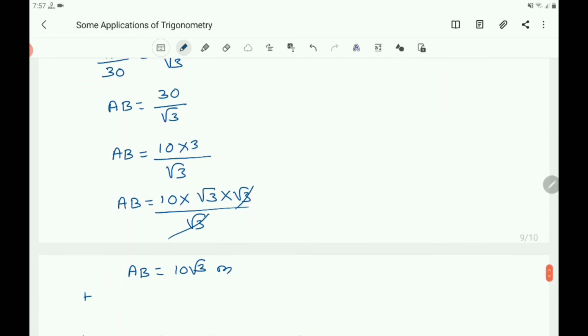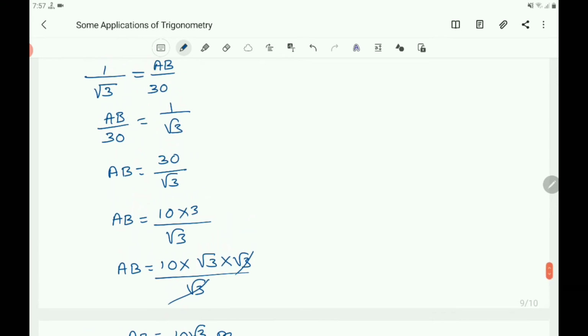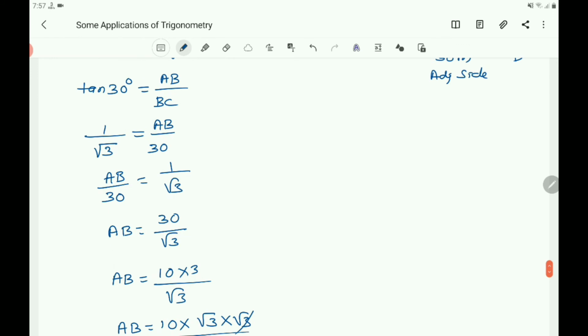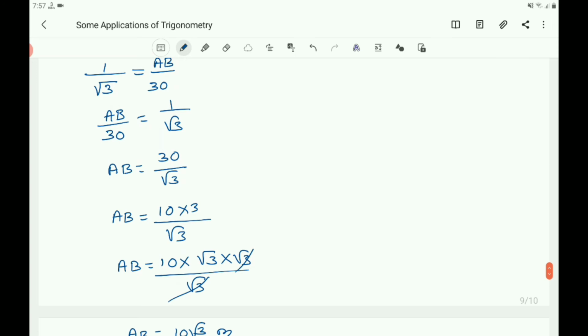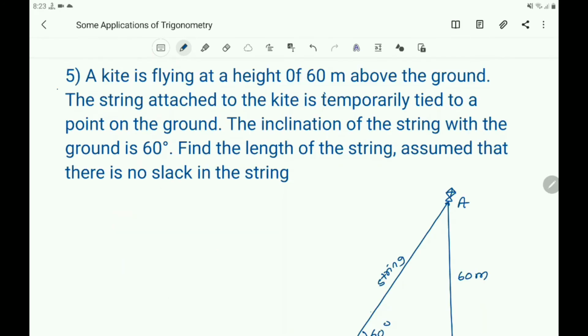Hence the height of the tower is 10 root 3 meter. Here by using the tan ratio, tan theta, we got the value of the height of the tower.